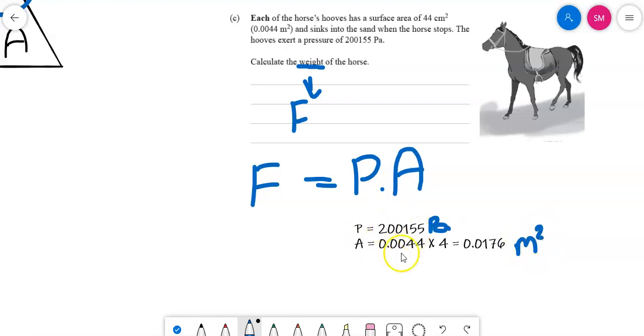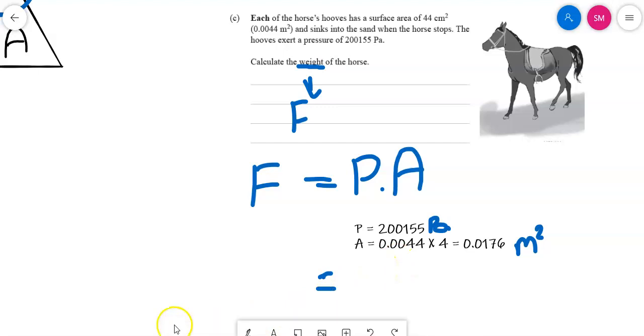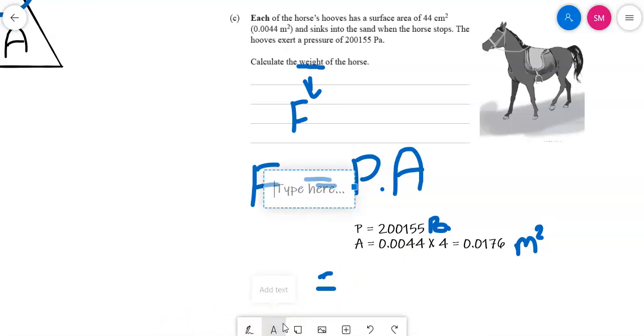So we've now got both of the values of these variables here. So pressure is 200,155 pascals, area is 0.0176 meters squared. So we just need to times those two numbers together. So the force equals pressure times area, which is 3,522,728, and that is in newtons.